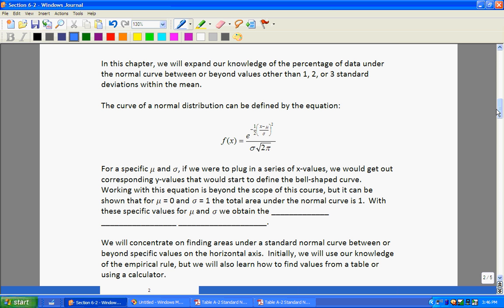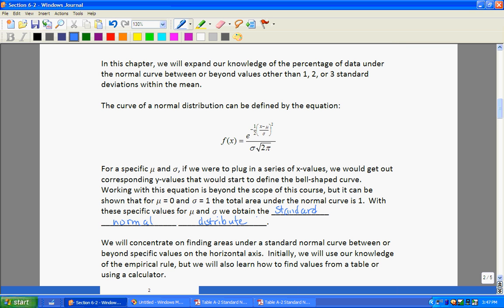With a little bit of higher order mathematics, we can show that if the mean were 0 and the standard deviation is exactly 1, then the total area under the normal curve is just 1. With these specific values for mu and sigma, so mu equal to 0 and sigma equal to 1, we obtain what's called the standard normal distribution. So the f of x formula above, we could have any mu, any sigma we wanted.